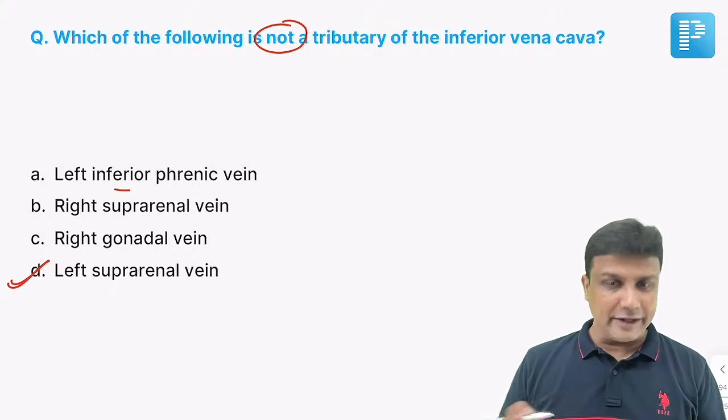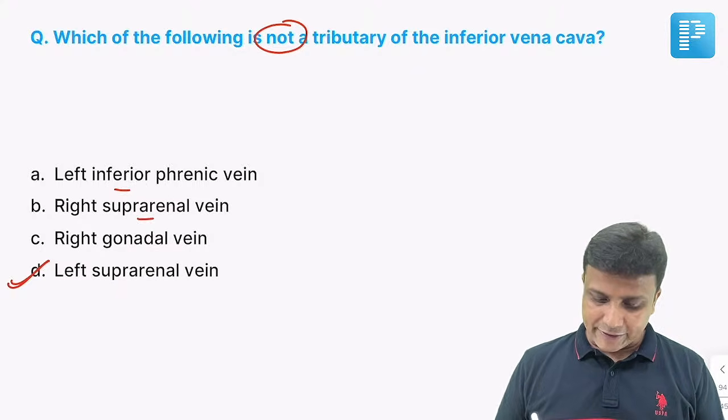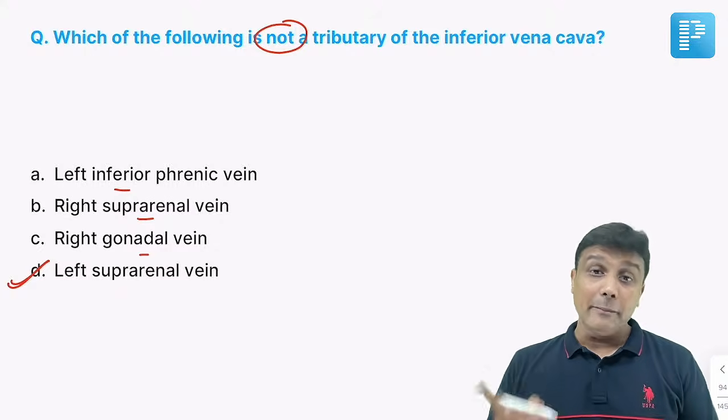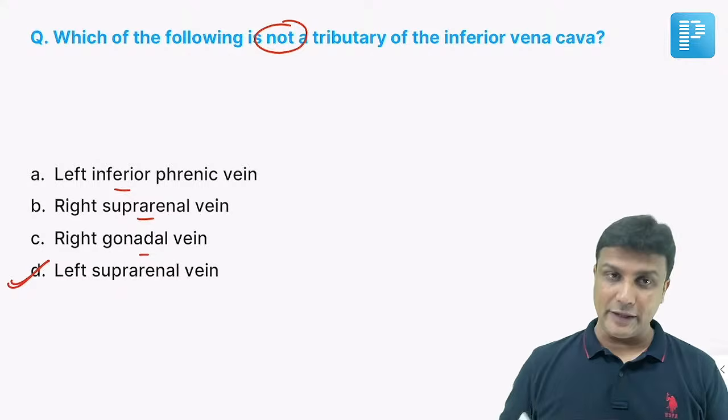Inferior phrenic vein will be draining into inferior vena cava. Right suprarenal, right gonadal will also drain into inferior vena cava, but the left one will drain into the left renal vein.